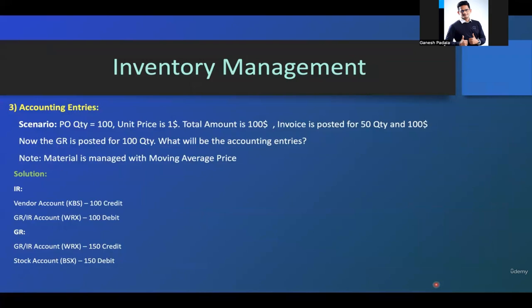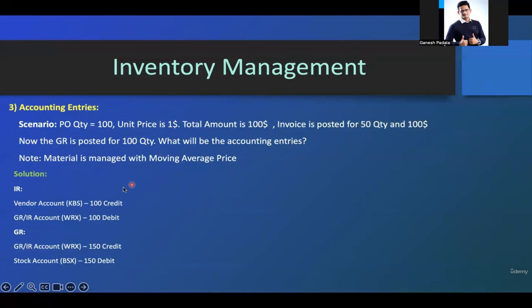So what is the scenario? PO quantity 100, unit price is $1, total amount is $100, and the invoice is posted for 50 quantity and $100. They have given the correct amount of 100, but in place of 100 quantity, they have given 50. Now the GR is posted for 100 quantity. What will be the accounting entries? When you post for 100 quantity, the system will take 50 quantity, $100 from the invoice, and the remaining 50 quantity, $50 will be taken from the purchase order.